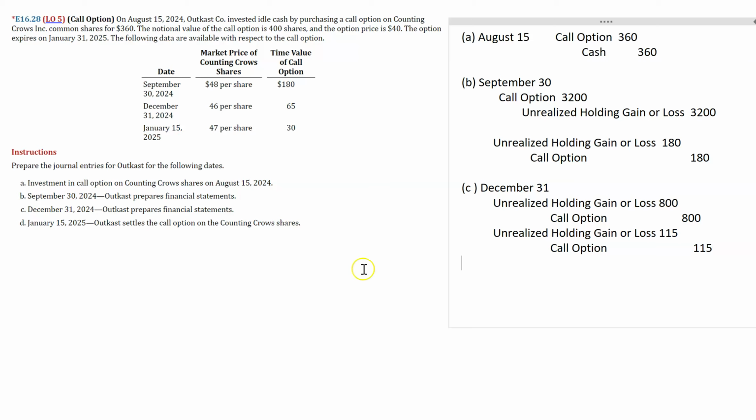Now we will do the journal entry on the settlement date. On January 15th, they settled the call options. On that day, the stock price is $47 and the time value of the option is $30.